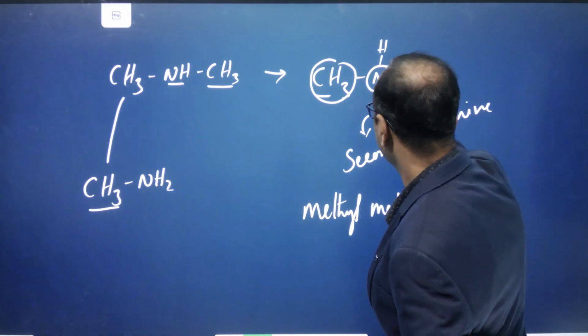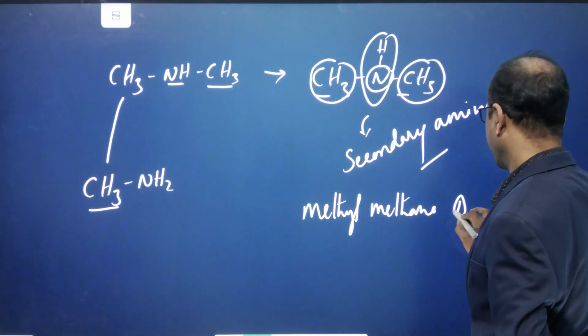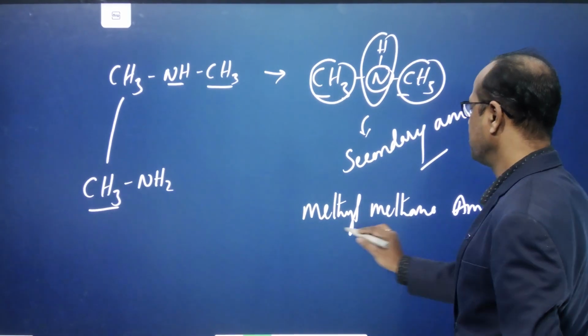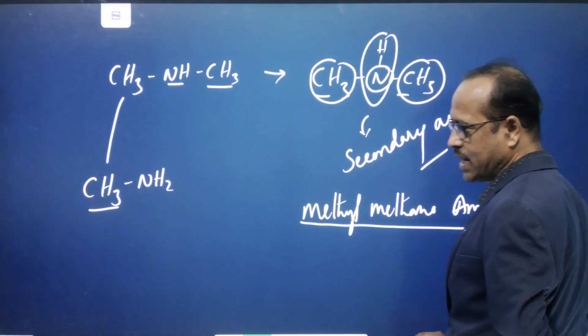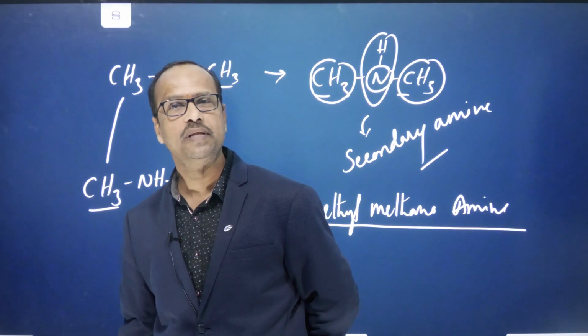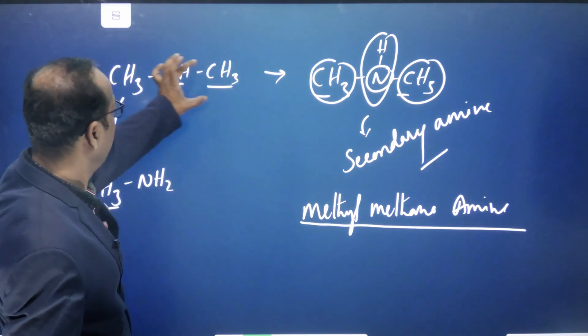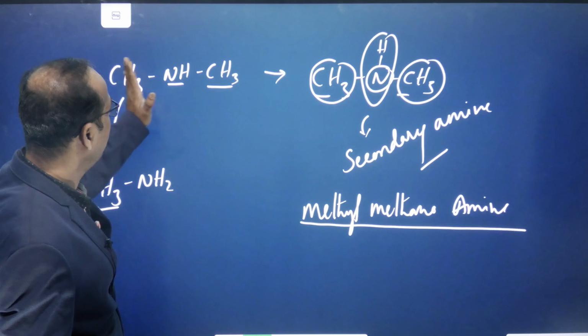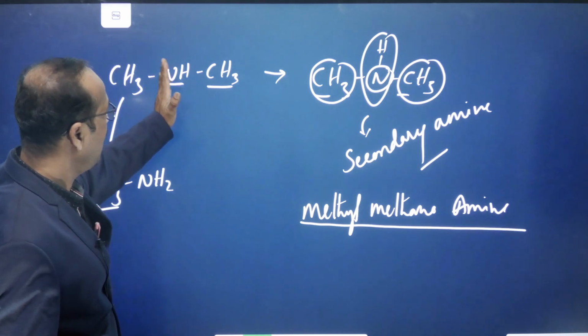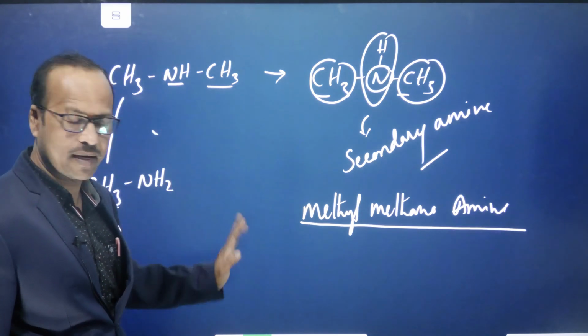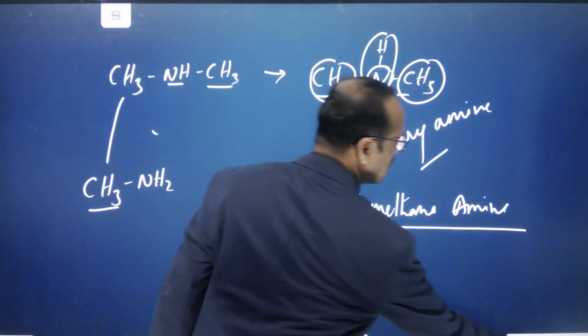Right. And this functional group is called what? Amine. So the name of this one is methyl methane amine. Methyl methane amine. Clear? Very simple. So now you can give one more example.